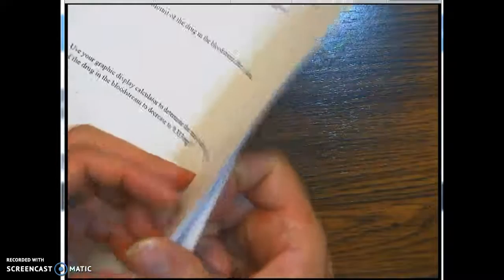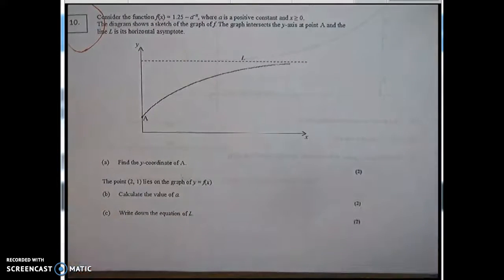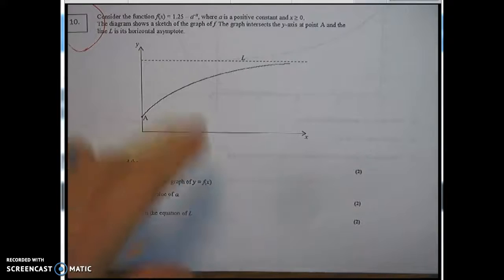I've got time to do 1 or 2 more of these. So the next one I want to talk about is number 10. So consider the function f of x equals 1.25 minus a to the negative x, where a is a positive constant and x is greater than or equal to 0. The diagram shows a sketch of the graph of f.